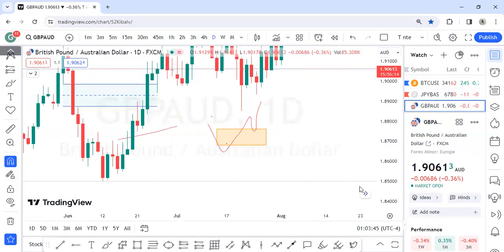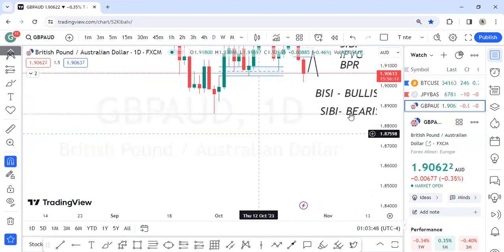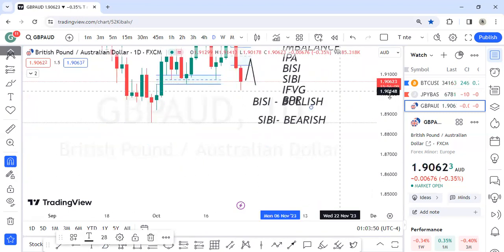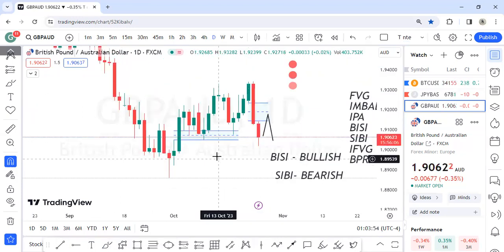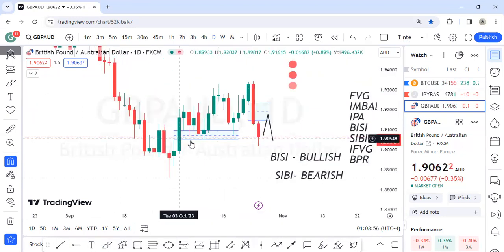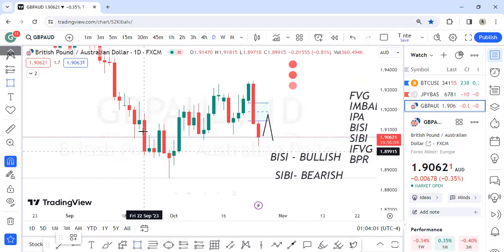So let's look at the last one, which is the balance price range. The balance price range is simply an imbalance that is at the left and the right of the chart. So what do I mean? Let me take this off now. If you look very carefully here, you can see that there was an imbalance here. Watch this. There's an imbalance here in between here. Can you see this?